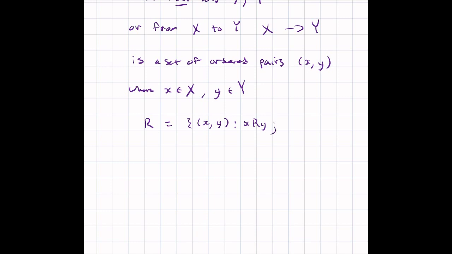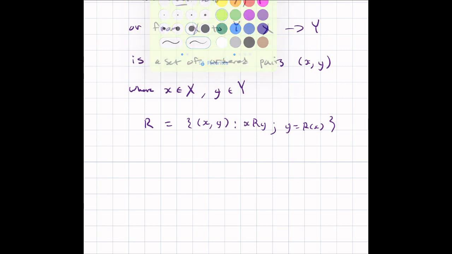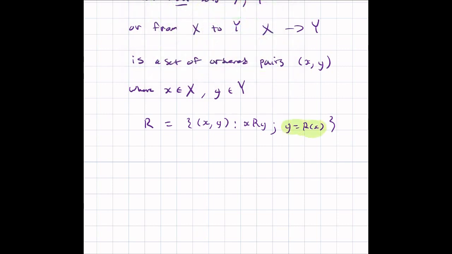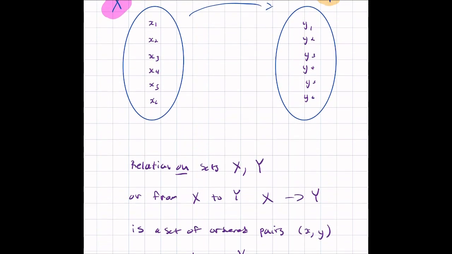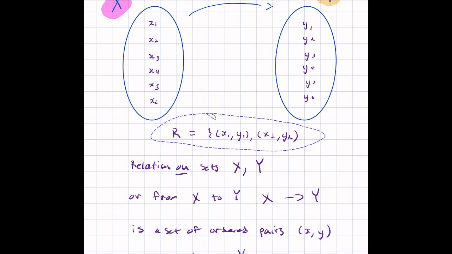You could say y is equal to R of x. Although this is function notation, and we're going to see presently that not all relations are functions. So this one is unofficial. This is the official one. This is sort of unofficial. But let's for instance look at a relation on these sets. I could say R is equal to the ordered pairs (x1, y1), (x2, y2). Let me move this over so I can have some more space.